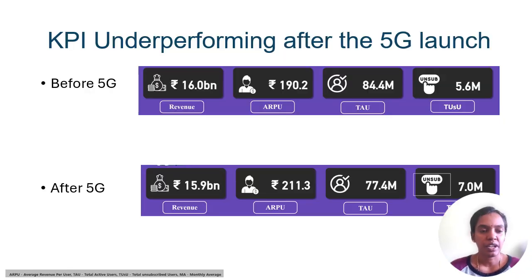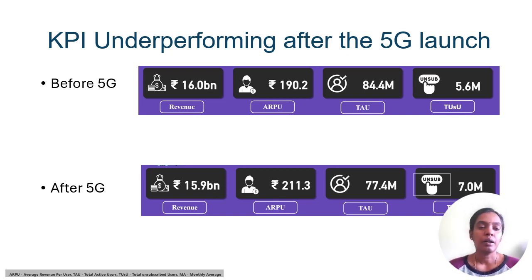Here is my comparison analysis of before the launch of 5G and after the launch of 5G. We have data for 4 months before launch and 4 months after launch. Let's start from total active users. We can see that we had 84.4 million active users before the launch, which decreased to 77.4 million users. The total unsubscribed users was 5.6 million before 5G, but after the launch of 5G, 7 million users have unsubscribed. This data is for the 4 months before launch and 4 months after launch. It does not overlap each other.